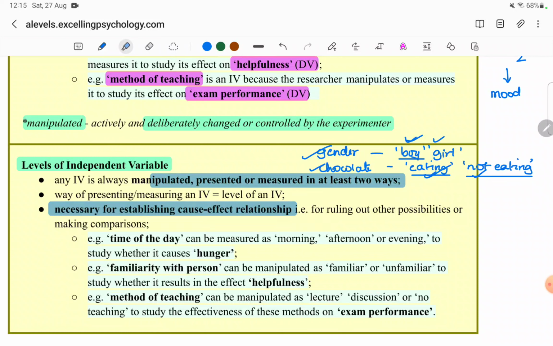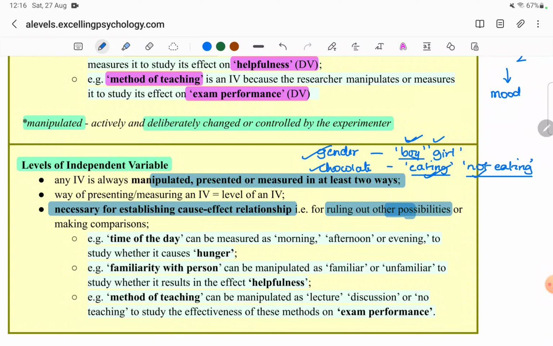Why there are at least two ways of presenting or measuring an independent variable is for the sake of establishing a cause-effect relationship, so that the researcher can rule out other possibilities. What if you were to conduct an experiment of what effect chocolate has on mood, and you did not have a group which did not eat chocolate?